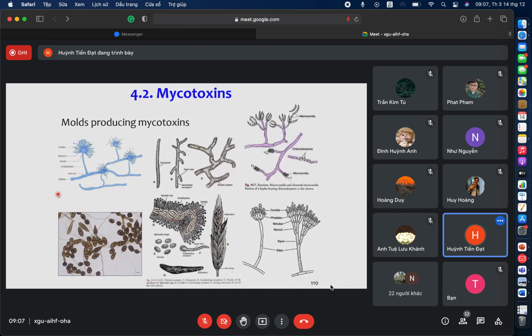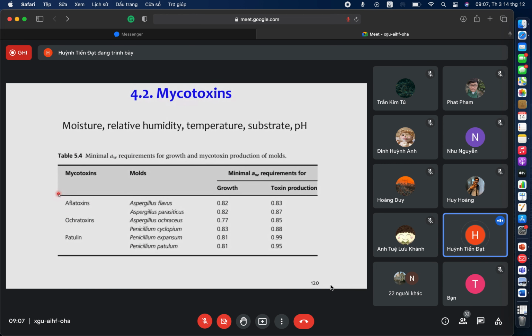So we go quickly through this part and then move on to several factors of mycotoxin generating molds. They involve the moisture content of the environment and the relative humidity, the environment where we store the food, temperature, substrate, and pH. So they can contribute to aflatoxin generation. Mostly it involves Bacillus.